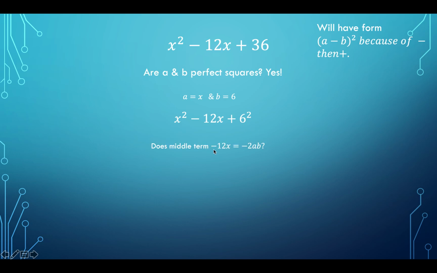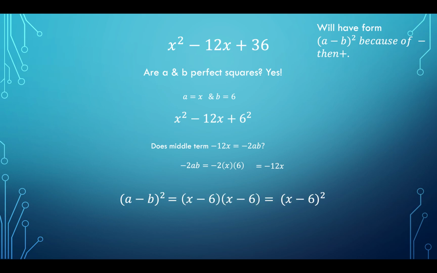So does the middle term, negative 12x, equal negative 2 times a times b? So let's rewrite it. Negative 2 times a times b is equal to, now we're just going to plug in what we got for a and what we have for b. So we're going to do negative 2 times x times 6. And when we simplify that, we get negative 12x. So does negative 12x equal negative 12x? Yes.